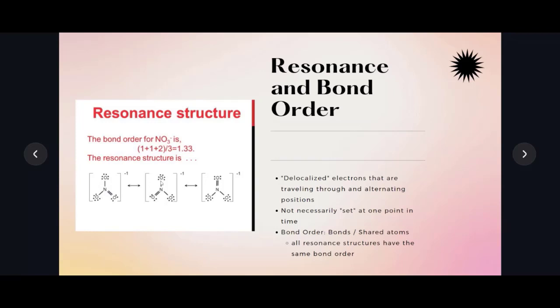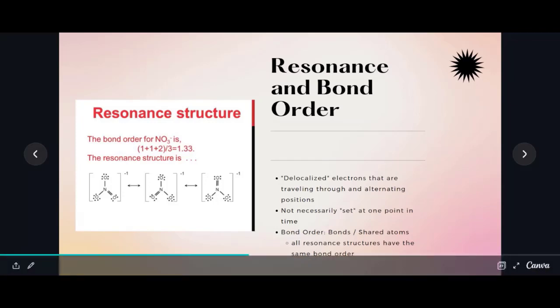So therefore, if you calculate the bond order for all 3 of them, they're all going to have the same bond order. And we can see that all these resonance structures are therefore valid.